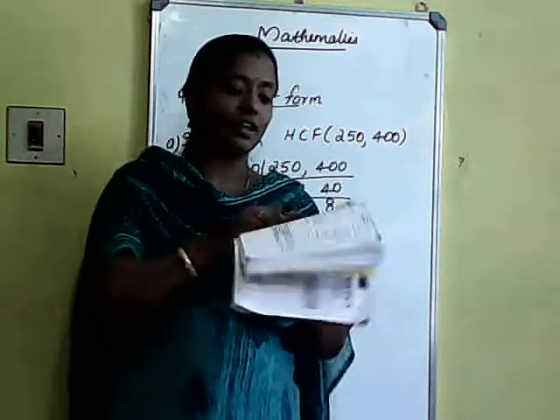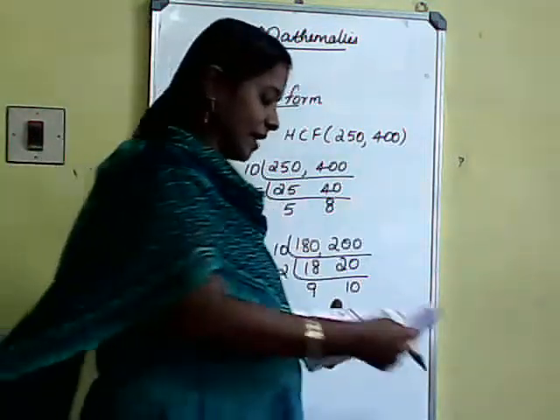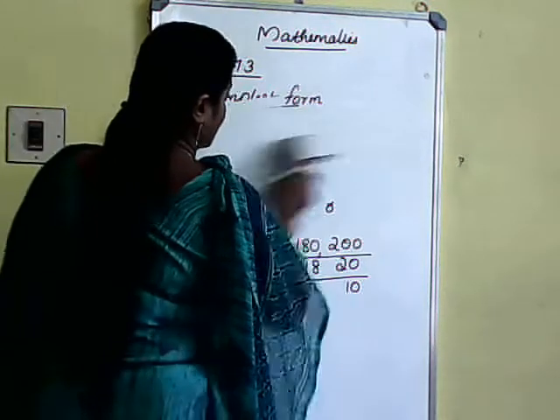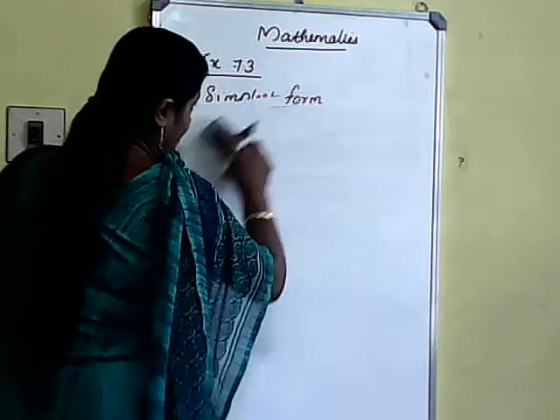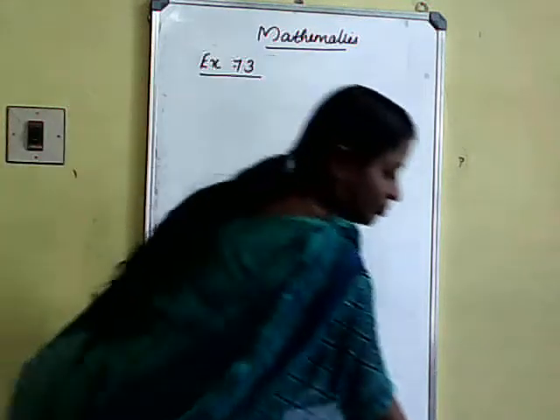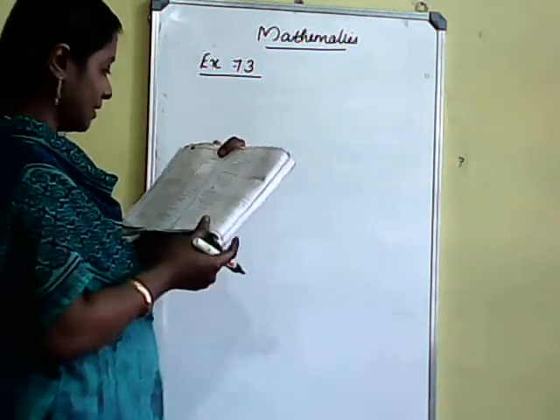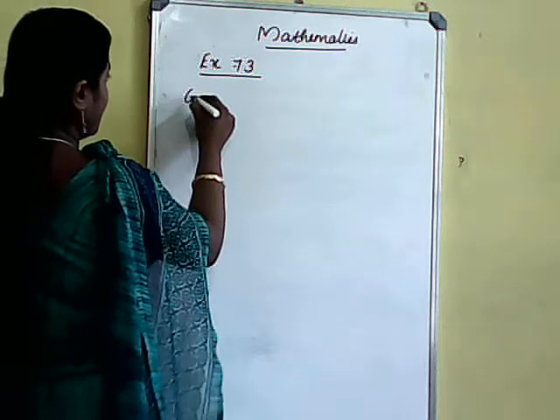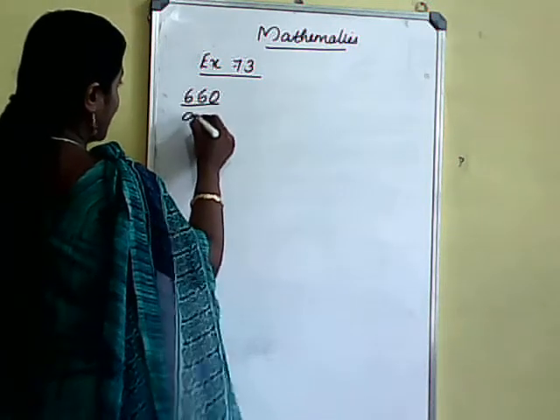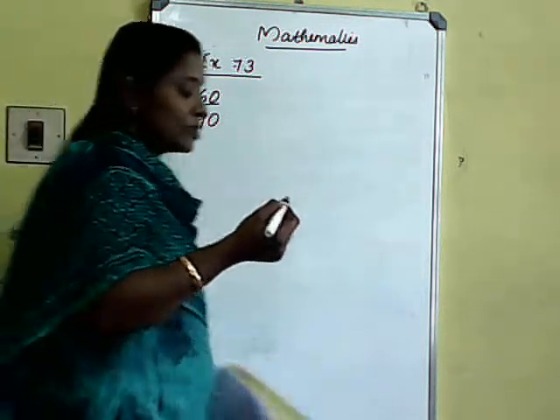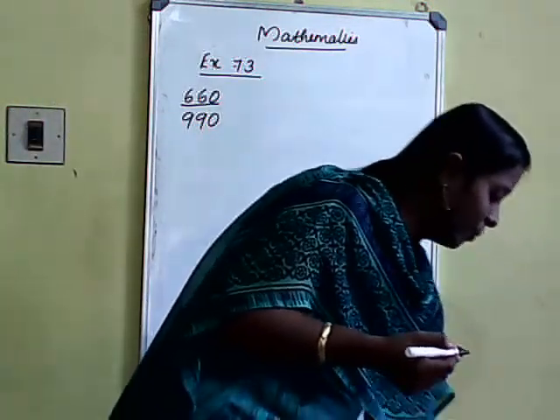Next one, we will discuss. One more question I will discuss. 660, 990. We want to find the simplest form. So what will we do for simplest form?